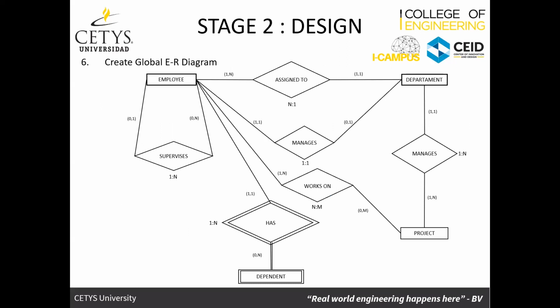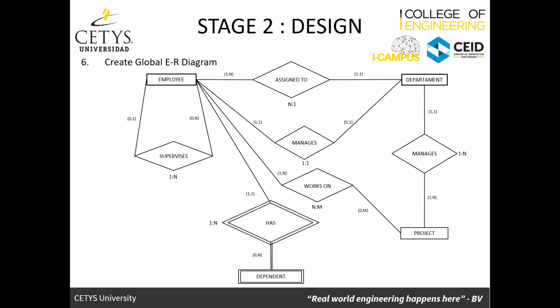So the first thing we're going to do: how many entities did we have for this problem or situation? Four. So to start off, there's going to be 4 tables. A table for employee, a table for department, a table for project, and a table for dependent. Those are going to be the 4 tables.